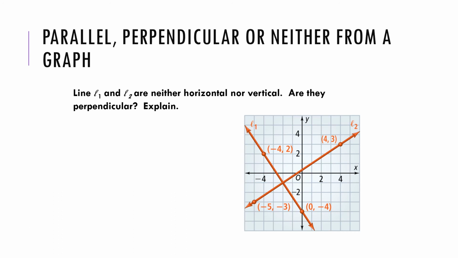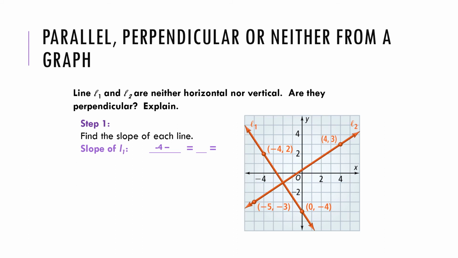Okay, so lines L1 and L2 are neither horizontal nor vertical. Are they perpendicular? So when you guys are looking at different lines here, they might appear to be perpendicular, but sometimes they are not. So you need to do the slopes in order to find out if they have the opposite reciprocals. So you always need to find the slope of the line first.